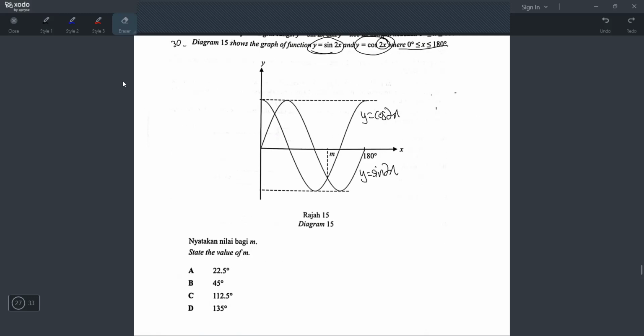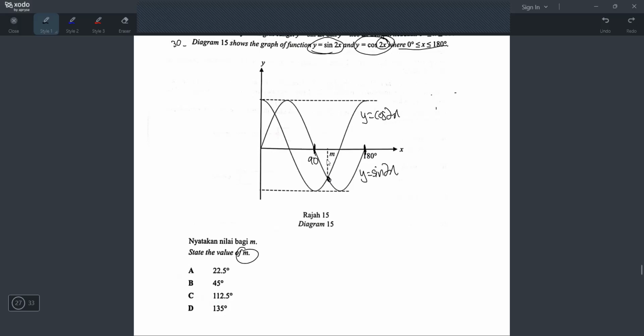Okay, they want us to state the value of m. There are actually a few methods you can use to find m. I'm going to explain both methods. So the first method is, you can see that this is 180. So 180 is one wave. So where do you think is the 90? It must be here, right? This is where the half wave finishes. So this must be 90.